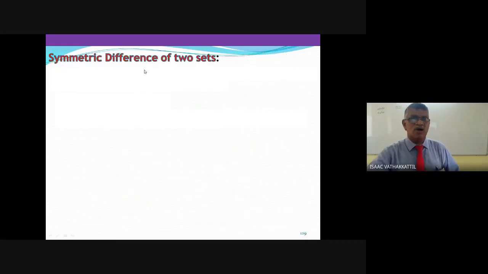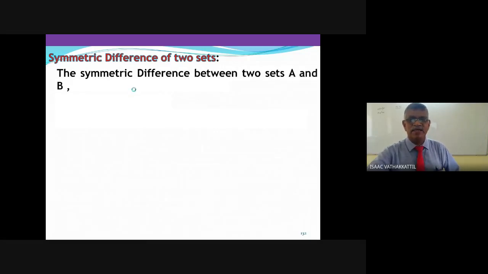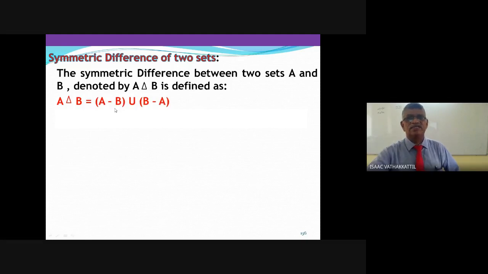Well, we go for a small definition: the symmetric difference of two sets. The symmetric difference of two sets A and B is denoted by something like a delta. We read it as A delta B. What is A delta B? It is simply defined as the union of A minus B and B minus A.